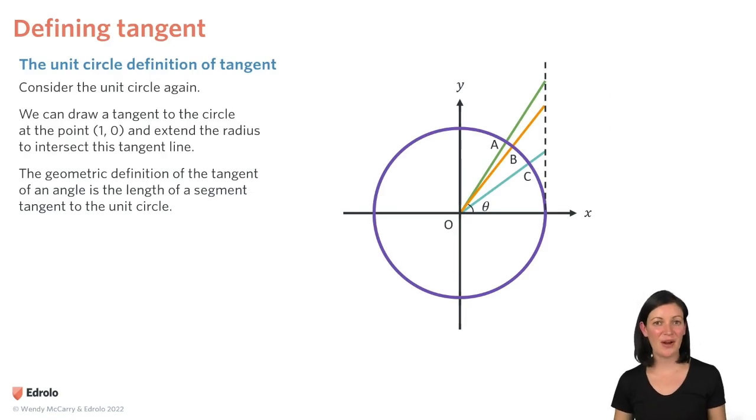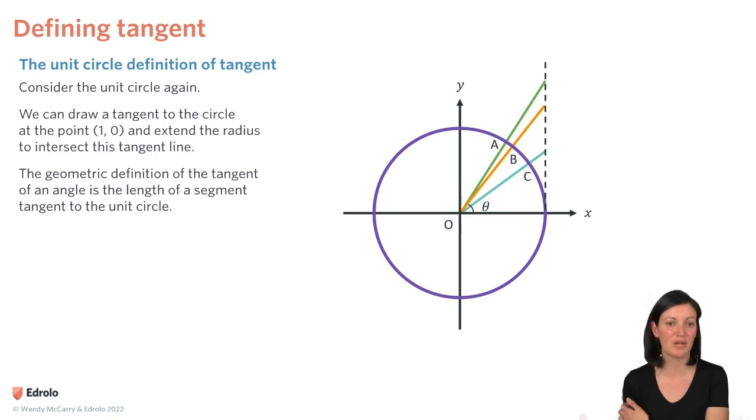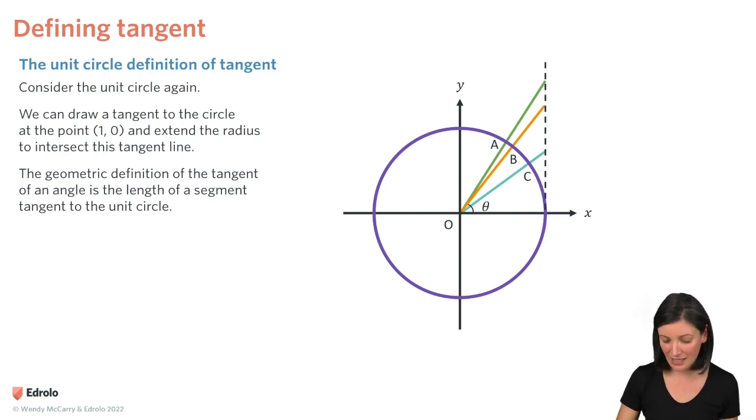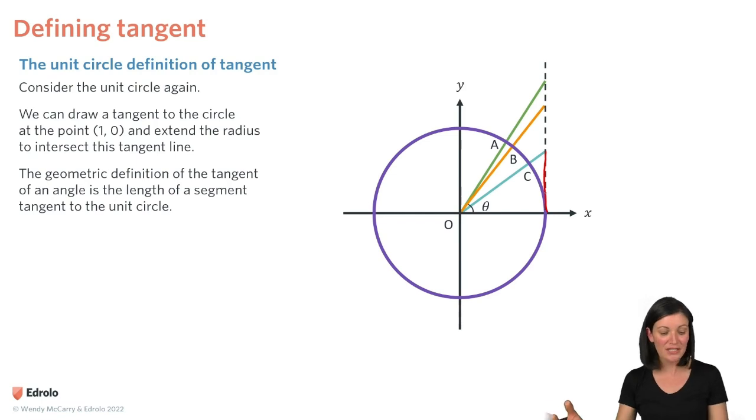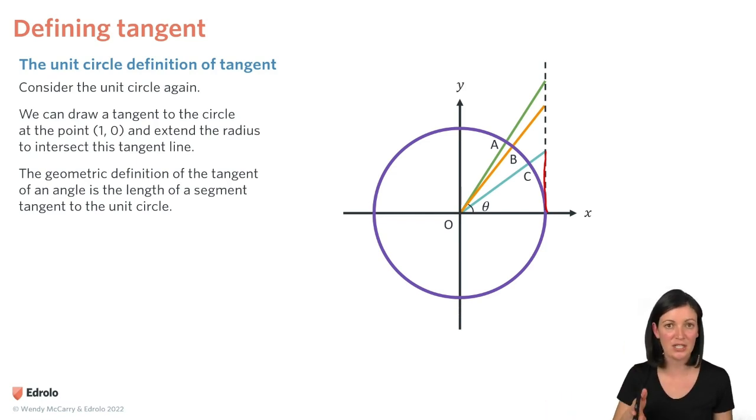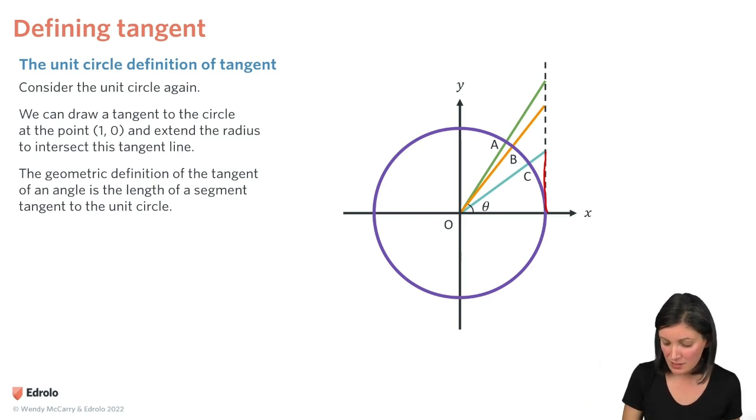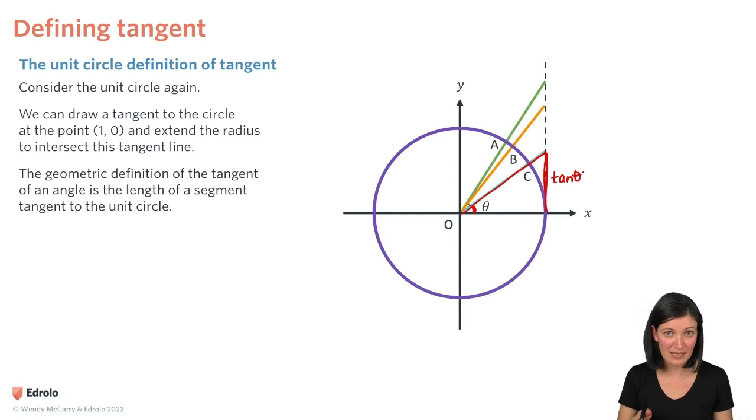Okay, so we're going to have a look at how we can use the unit circle to define the tangent angle. And we're going to look first at the geometric definition, okay? And that is that the tan of an angle is the length of a segment that is tangent to the unit circle, okay? So remember, a tangent is a line that just touches, say, the circle at one point. So that's where the word tangent comes from, or the trig ratio tangent. So if we just look at this first angle here, whatever angle that is there, the tan of theta is equal to the length of that segment that is tangent to the circle.